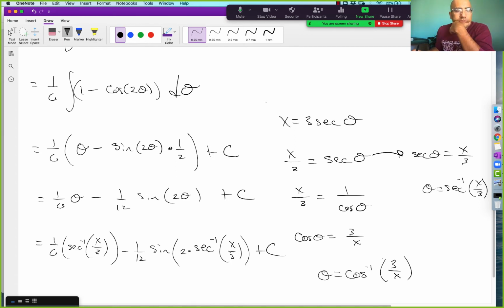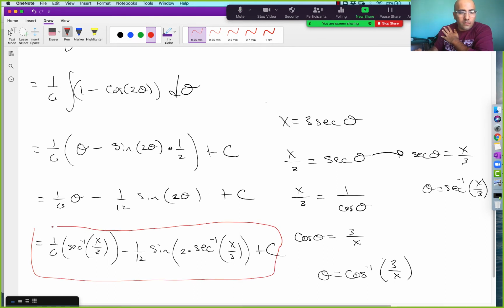Wait a minute. Did I do something weird? You know, I mean, this is right, but we could do better than this, I think. Okay, so let me box this up, but we could do better than that, right? Because we have a sine and a secant, so it's ugly. It's a valid answer. It's just pretty ugly.